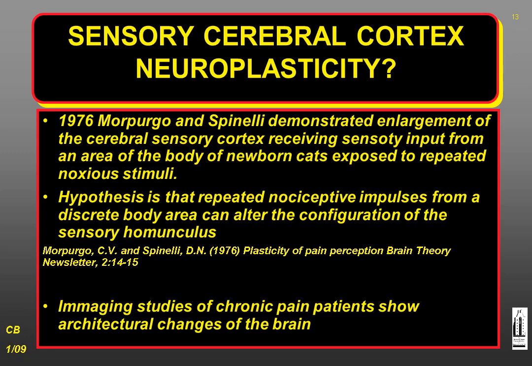Interesting results are being reported by imaging studies using PET scan and functional MRI. These studies showed that brains of chronic pain patients develop an alteration in their architecture when compared to brains of patients not suffering from pain.